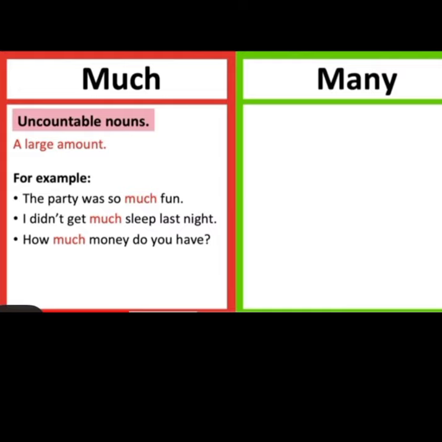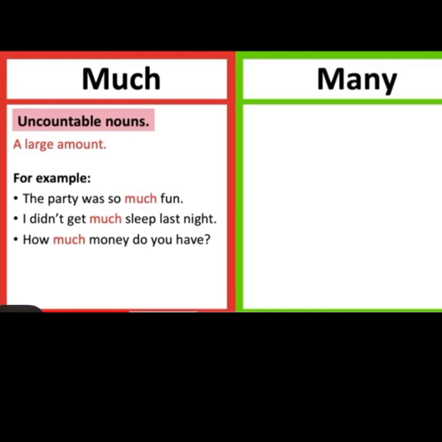Let us take 3 sentences about this much. The first sentence is a positive sentence. The second sentence is a negative sentence. And the third sentence is a question sentence. That's an interrogative sentence. Those sentences which ask questions. Okay, let's take the first one. The party was so much fun.